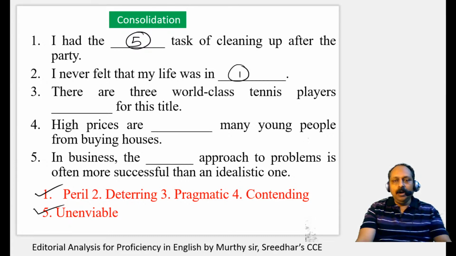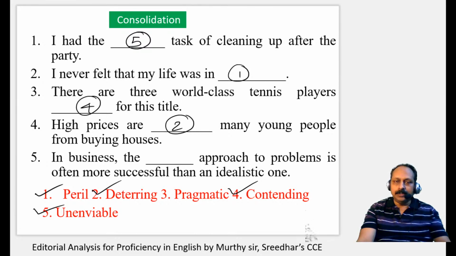There are 3 world-class tennis players doing what for this title? So what is the right word? Third one, contending. That is the right word. Fourth option. Let us go to the fourth sentence. High prices are blank many young people from buying houses. 4, 2. Absolutely right. Deterring many young people from buying houses.